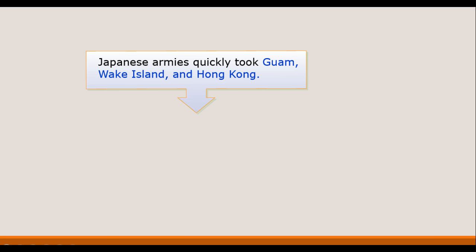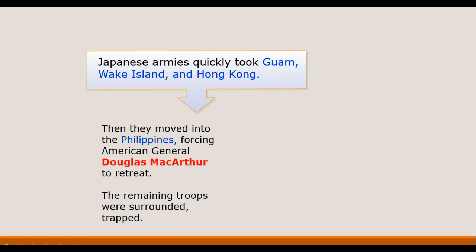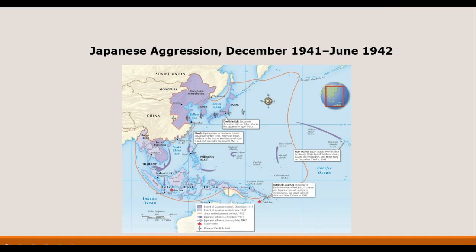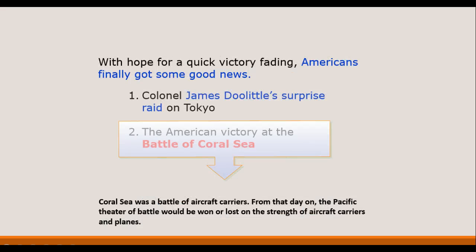They take Guam, the Wake Islands, and Hong Kong from the Allies. They move to the Philippines, forcing General MacArthur to retreat, who vows that he will return. The rest of the troops were trapped and taken as prisoners. And after that siege, thousands more are going to die when they're forced to walk to prison camps during the Bataan Death March, and we'll cover that more in class. You see on this map, if you want to pause and look at it, the Japanese were really good at just pushing us back and back and back and back.